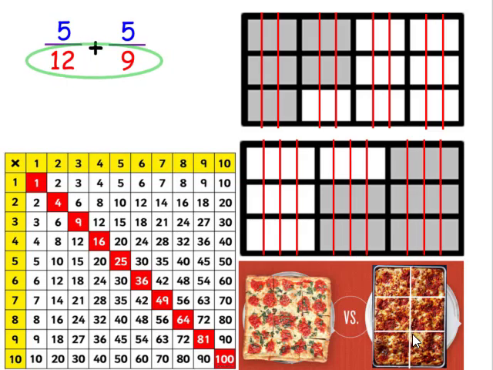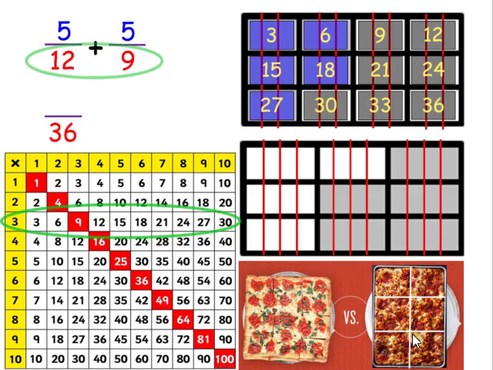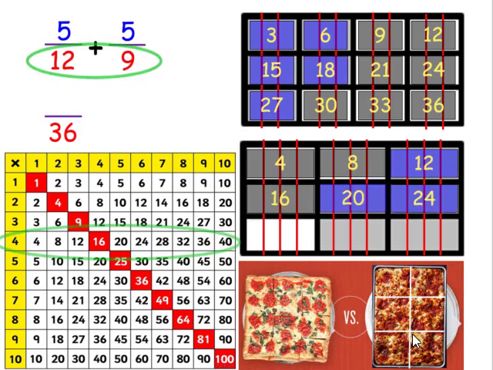Let's start counting by threes. We have 3, 6, 9, 12, 15, 18, 21, 24, 27, 30, 33, 36. And let's start counting by 4. This would give us 4, 8, 12, 16, 20, 24, 28, 32, and 36. So now both of them have a total of 36 pieces.